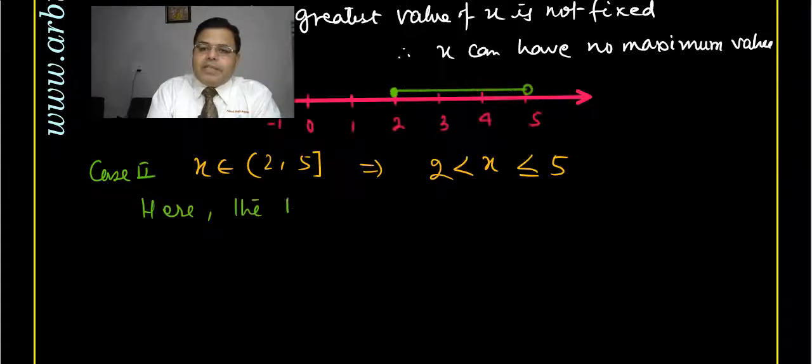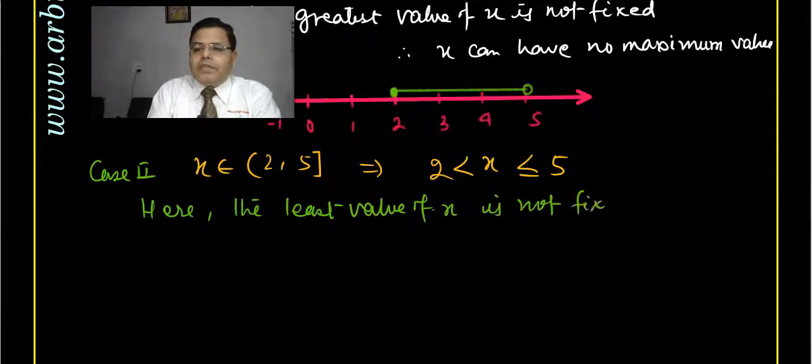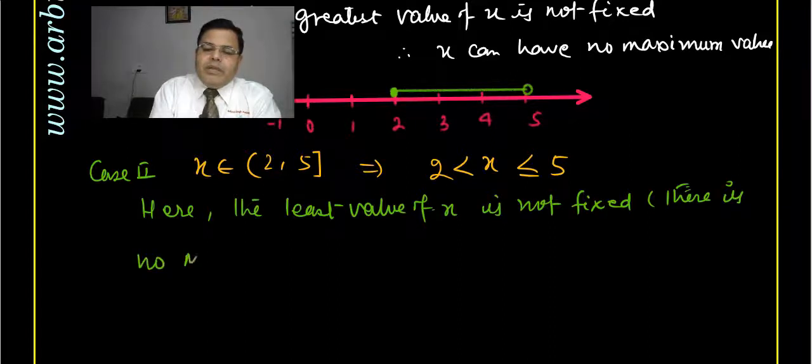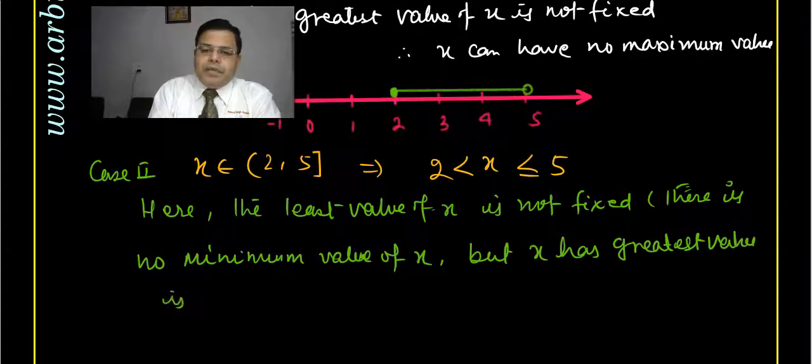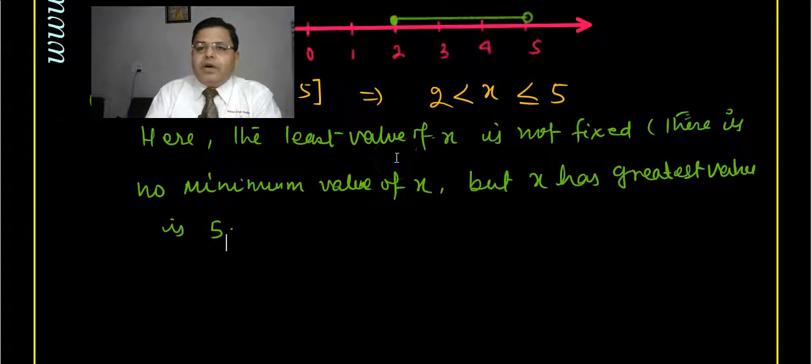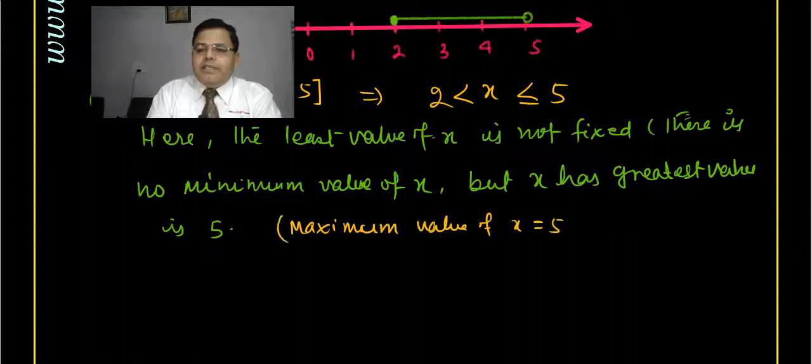Here, the least value of x is not fixed. There is no minimum value of x; it is just an example. But x has a greatest or maximum value of 5. So the maximum value is fixed, but the minimum value is not fixed. That is, the maximum value of x is 5.